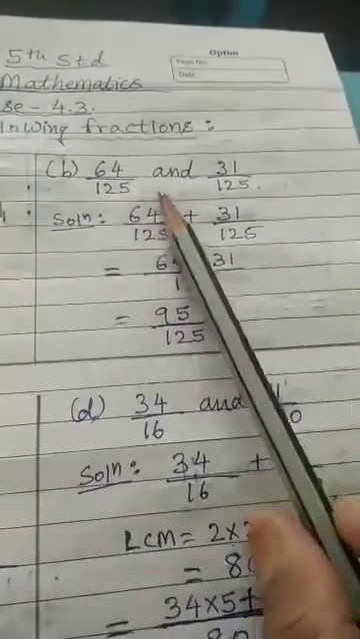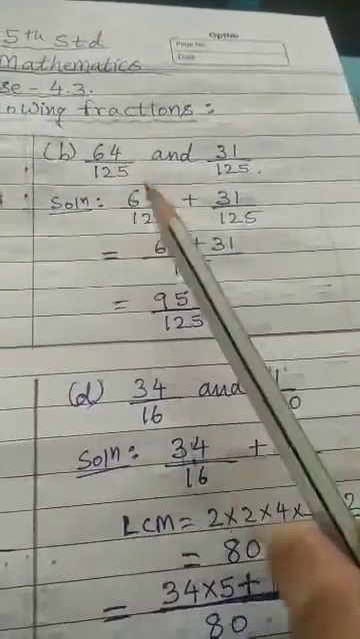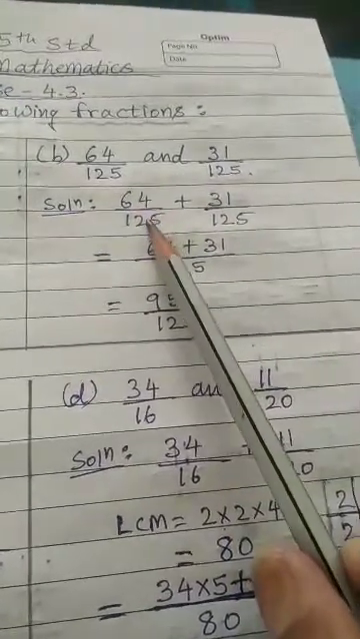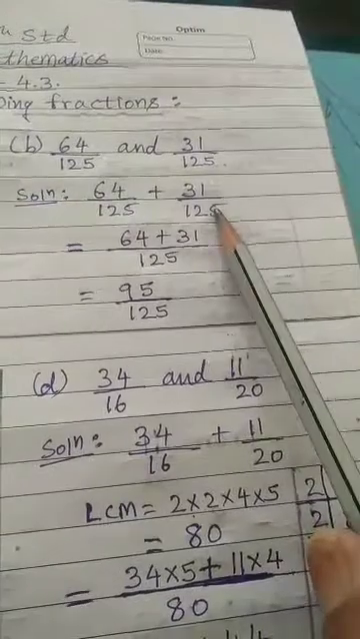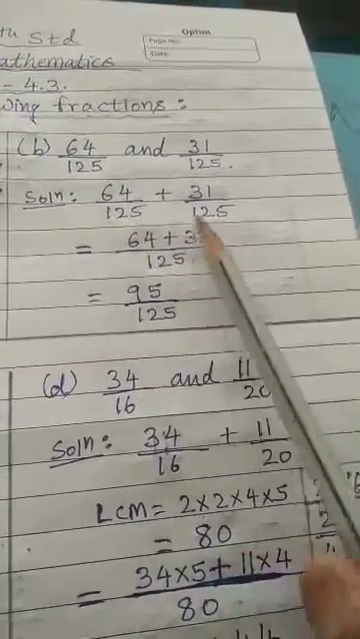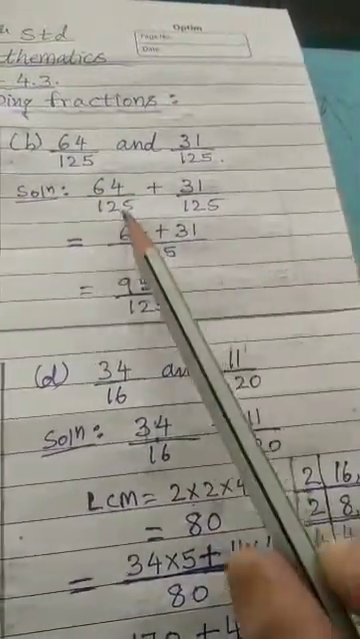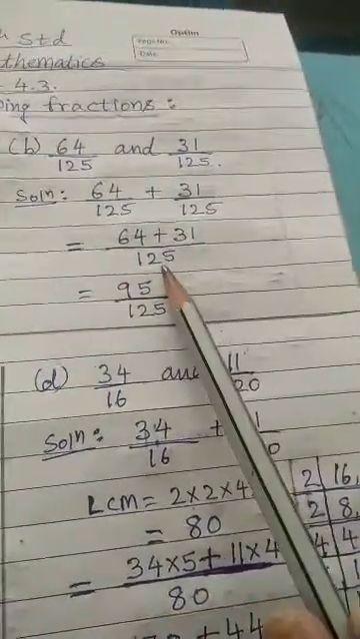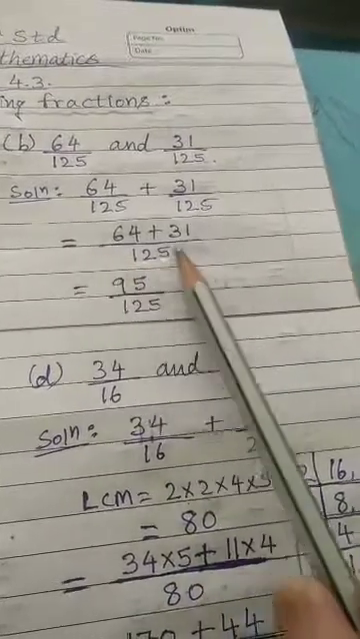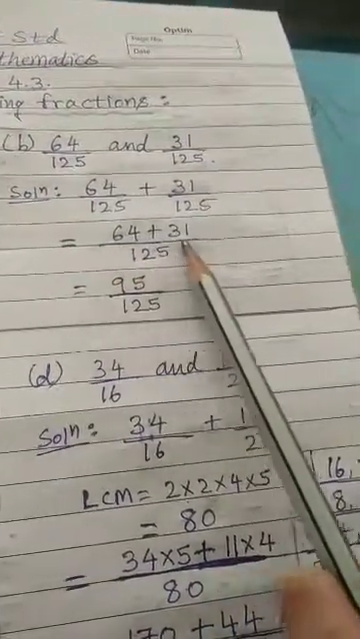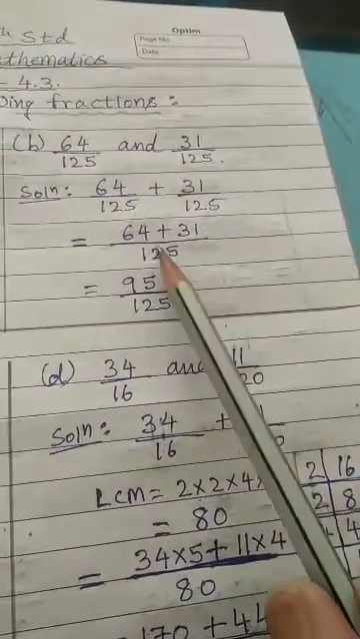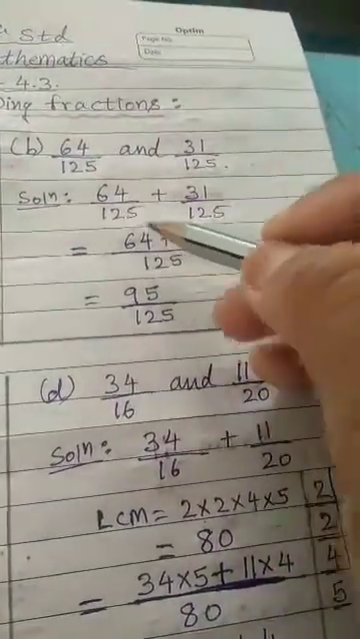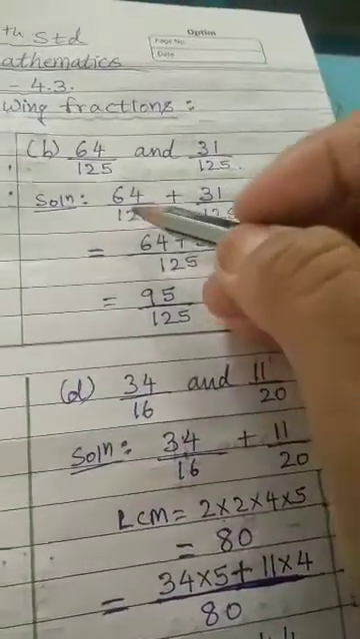B question, similarly the same. Write the given fractions. Solution: 64 by 125 plus 31 by 125. Denominators are same, so when denominators are same, the LCM will be the same given number. So 125 is the LCM. This LCM 125 you should write in the denominator. Put a line like this, by 125. Compare 125. See, 125, here also 125.